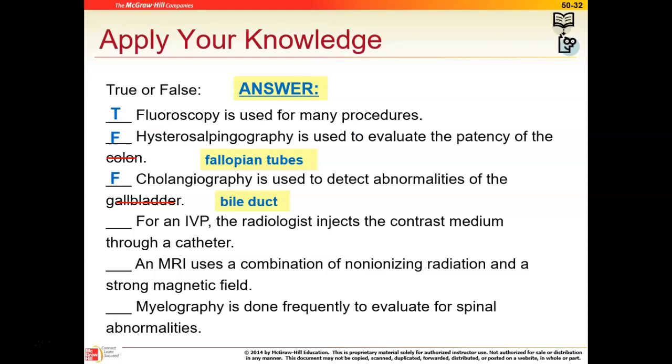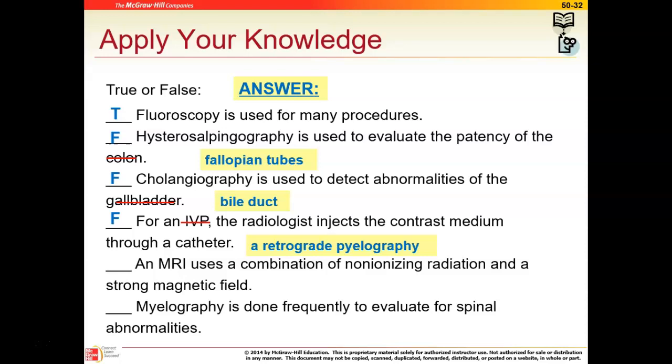For an IVP, the radiologist injects the contrast medium through a catheter. Okay, so now remember the two that we talked about for the kidney was the IVP and the RP, which was the retrograde pyelogram. Okay, and so that's what this one would be, because the IVP utilizes contrast media via an IV as well as orally. Retrograde would put a catheter through the urethra and inject the dye that way.